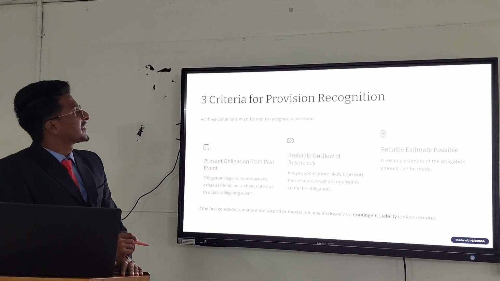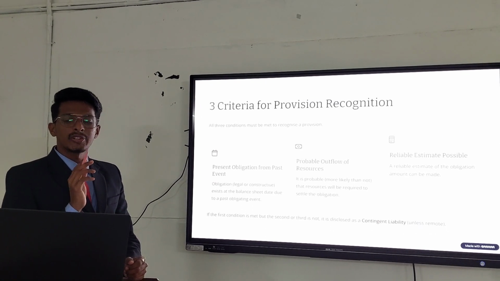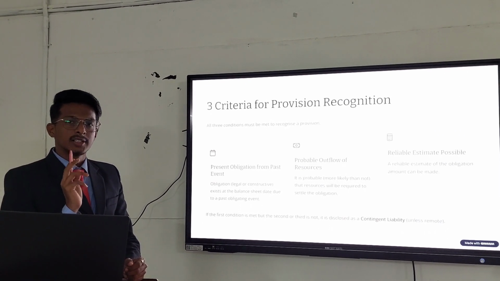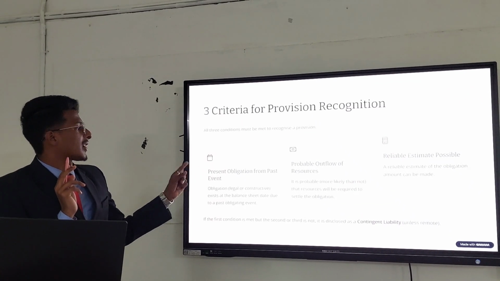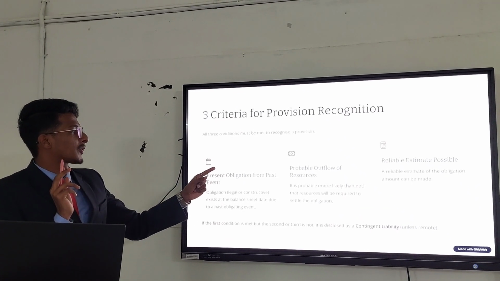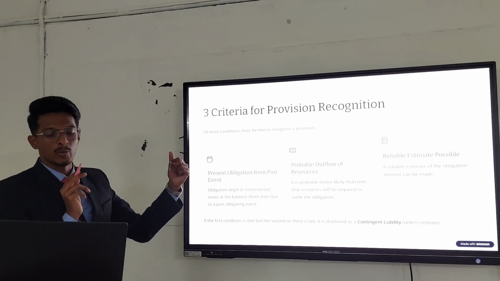Next topic is criteria for provision recognition. A provision must be recognized only when all three of the following conditions are met. The three conditions are: first, a present obligation from a past event; second, a probable outflow of resources; and last, a reliable estimate is possible. Let's see them one by one.